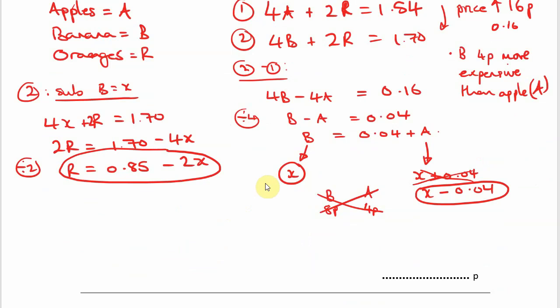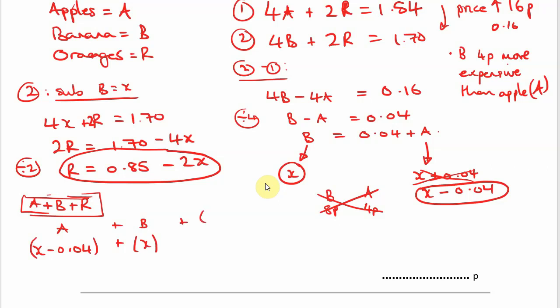So what I want to find out is an apple plus a banana plus an orange. That is kind of my aim of the question, isn't it? And I've got these all in terms of x. So an apple is going to be x minus 0.04 plus a banana, which is going to be x, plus an orange, which is going to be 0.85 minus 2x.